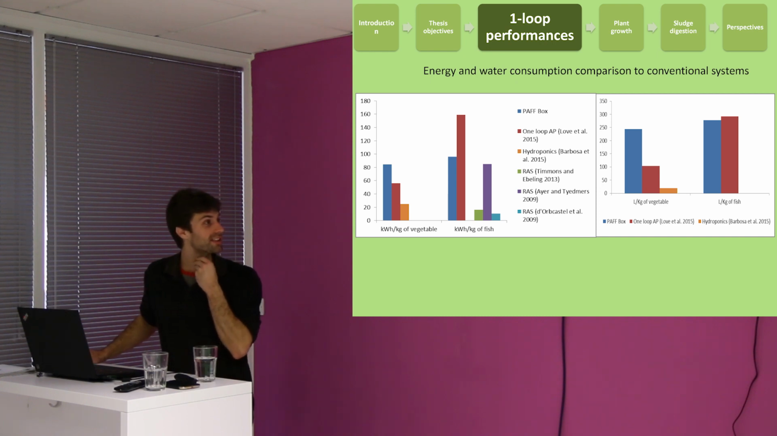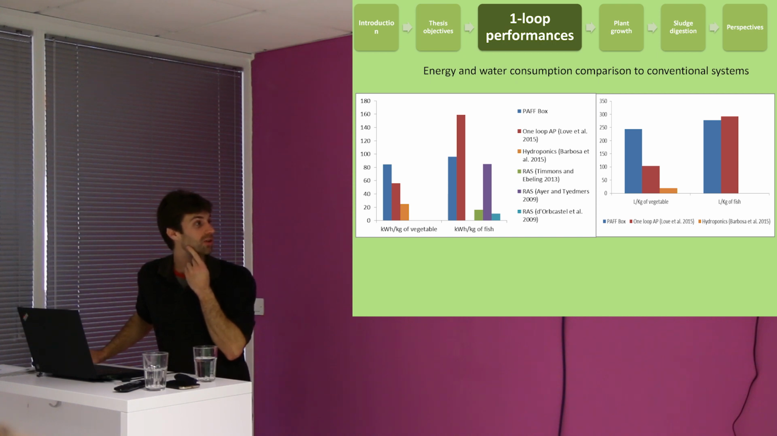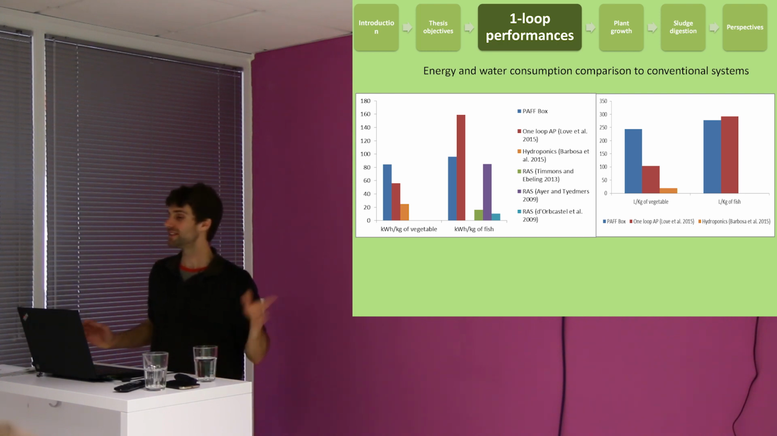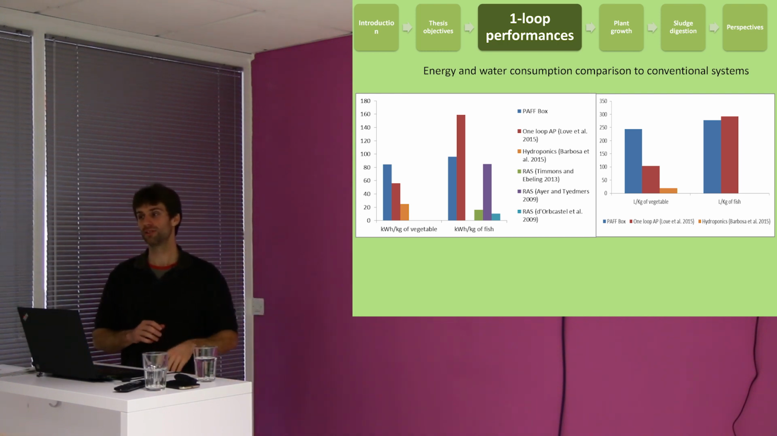For vegetables and water use, we used more than other publications. To give an idea, for the energy it was equivalent. But this is a very tricky thing because it's difficult to compare that stuff. It's just to give an idea, okay?